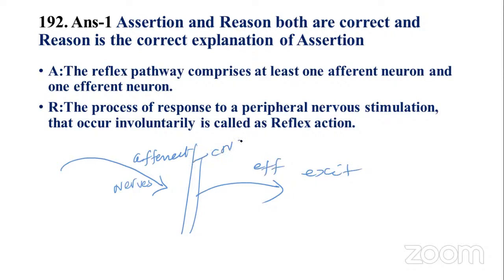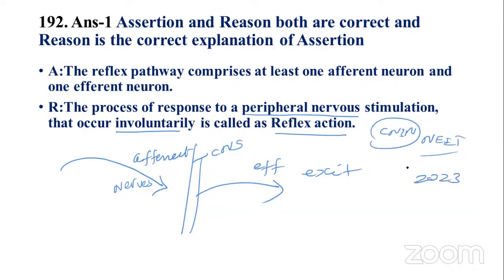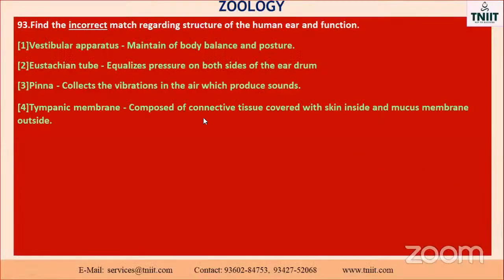This one is called a CNS. The process of response to peripheral nerve stimulation that occurs involuntarily is called reflex action. Suddenly you take your hand away when you touch a hot pot or thorns or a needle. Immediately, it is also an involuntary response. That is also called what? Peripheral nervous system. It is not related to the central nervous system. Don't forget, my dear students. This is a NEET question. This time we may expect this point.